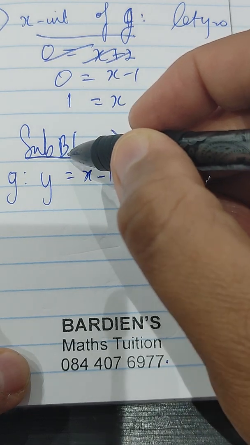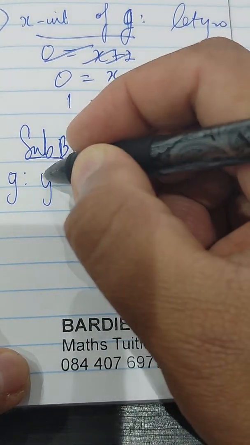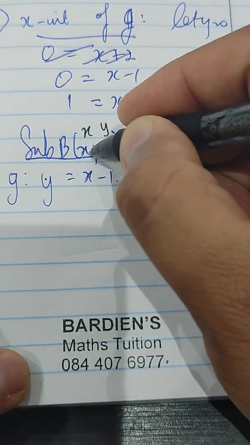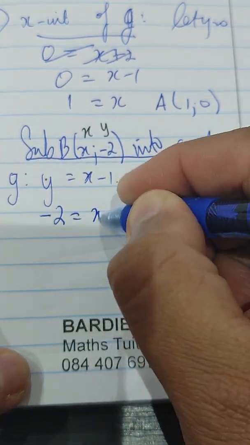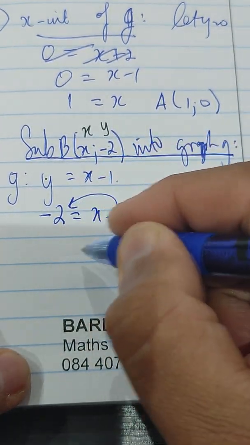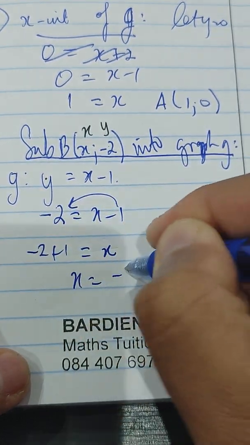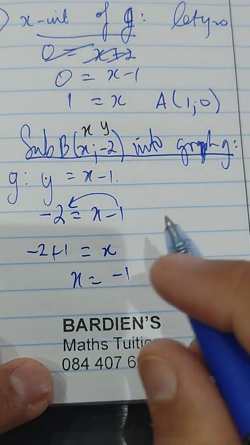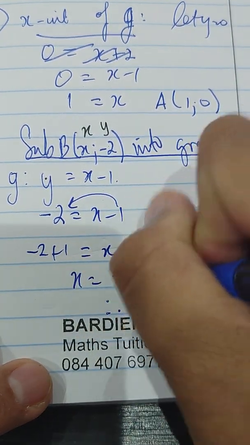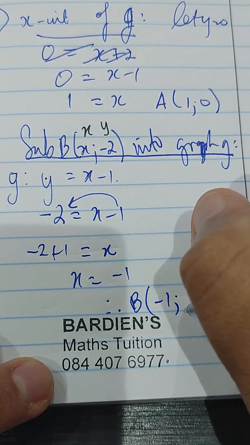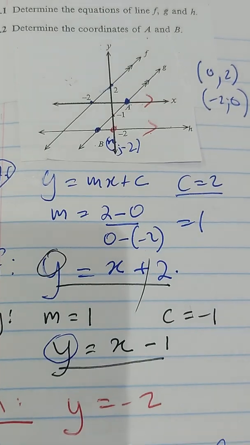Remember, you're going to substitute B into the g graph. Remember, again, that's an x and a y. So that is going to be -2 equals x minus 1. Okay? So -2 is equal to x minus 1. We take 1 over. So x is then equal to -2 plus 1, which is -1. Have I answered the question? Now, I have to then say, therefore, B is going to be (-1; -2).